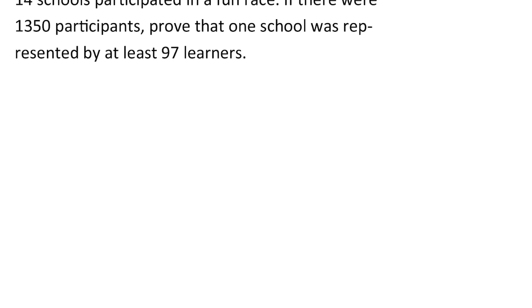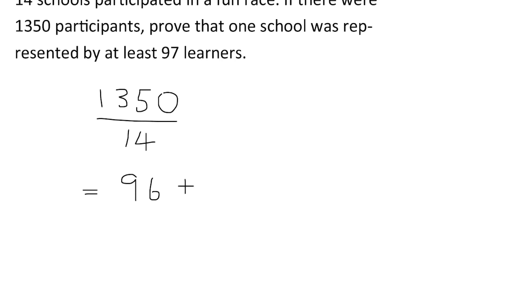Now, you will hardly ever be asked a problem like this in the Olympiads, but let's just do it for extras. Okay. So if we assume that each of the 14 schools had equal participants, we will take 1,350 divided by 14 to find how many participants were in each school. But if we do that, we get an answer of 96 and a remainder of 6.